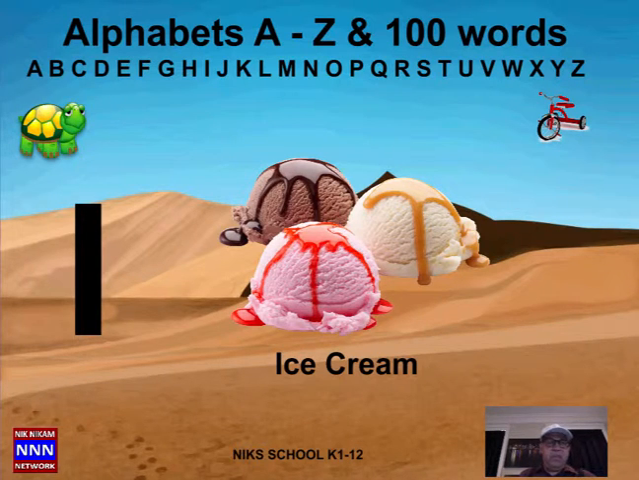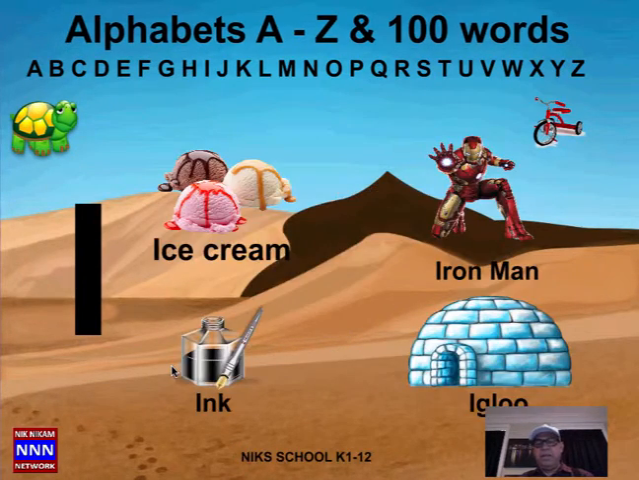Okay, let's look at some more examples of I. We already saw ice cream. Oh, here's the Iron Man. Here's the Iron Man. And ink. This is an ink pen. You write with your ink pen. You can write alphabets, you can write numbers, and you can make symbols. And this is an igloo. This is where people live. It's like a house. You see that one?